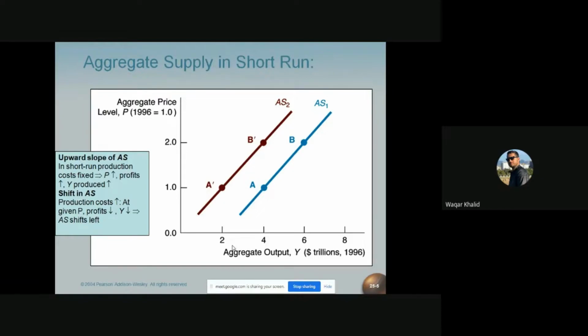Now the question is why the aggregate supply curve slopes upward. For the sake of understanding, we have to look at the factors that cause the quantity of output supplied to change. As you know, the goal of any business is to maximize profit. The basic objective of a business firm is to maximize profit.